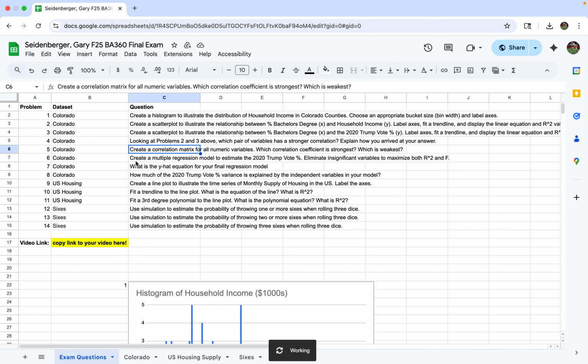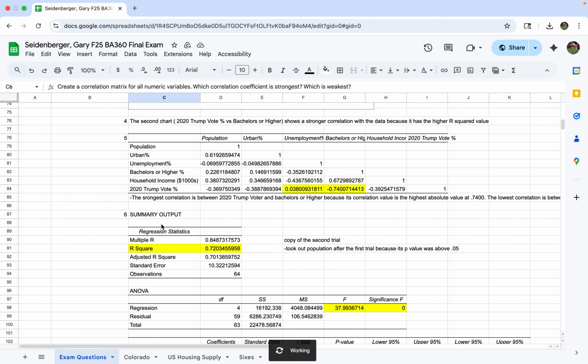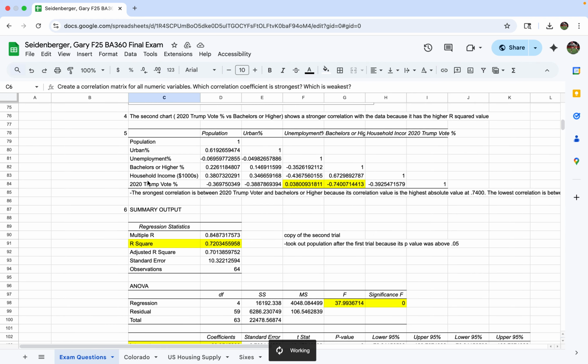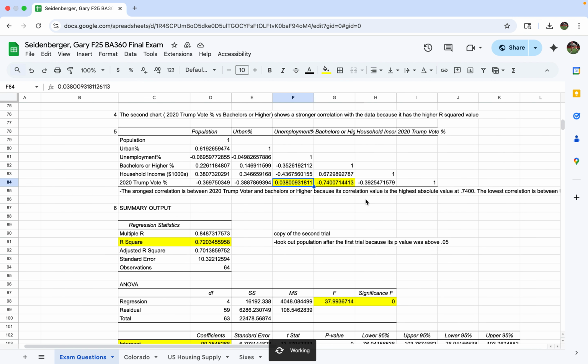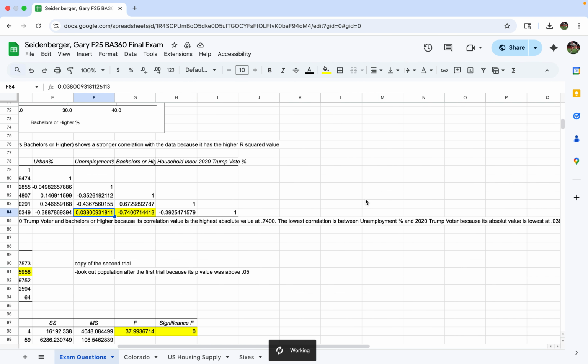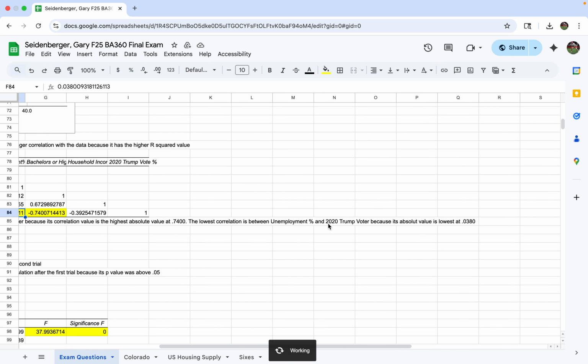Now, question number 5. I used the Excel Miner tool pack to create a correlation matrix, and then after looking at the data, I saw that the strongest correlation is between the 2020 Trump vote percentage and the bachelor's or higher percentage, and it's the highest because it has the highest absolute value at 0.74, and then the lowest absolute value here at 0.038 shows that the lowest correlation is between unemployment percentage and the 2020 Trump voters.